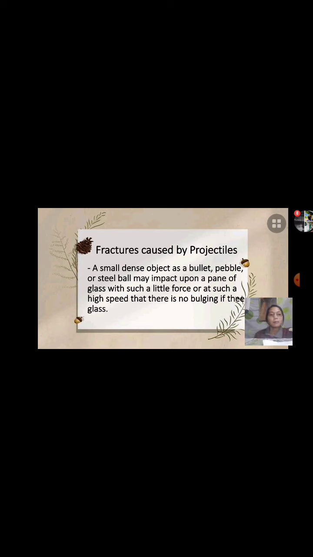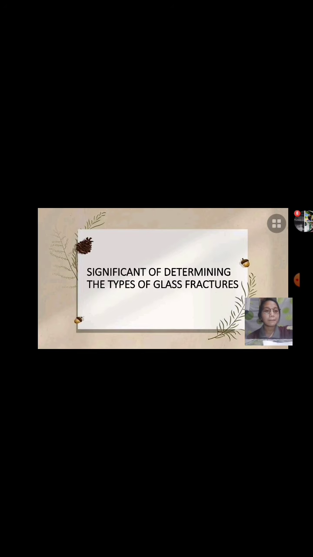So, fractures caused by projectiles. A small dense object such as a bullet, pebble, or steel ball may impact upon a pane of glass with such little force or at such a high speed that there is no bulging of the glass.